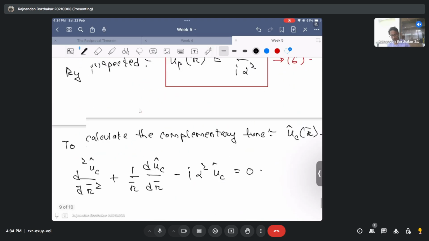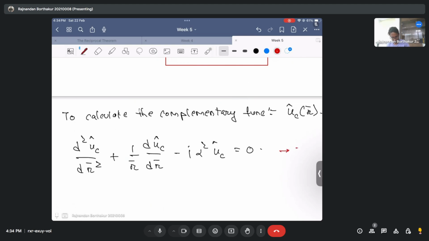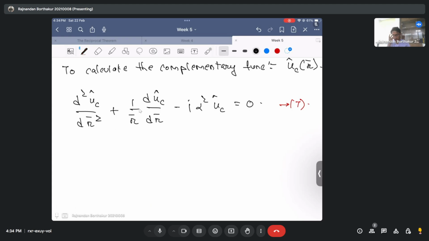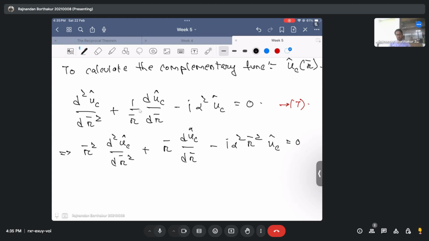Okay. And maybe I'll name it as equation 7. All right. So then how do we solve this? So what I will do is we will follow a very standard procedure to basically solve this. We'll multiply first the equation 7 by R bar squared. So if we do that, we get R bar squared d2 UC hat by dR bar squared plus R bar dUC hat by dR bar minus i times alpha squared R bar squared UC hat equals 0. Okay, that's just simple algebra that we did.